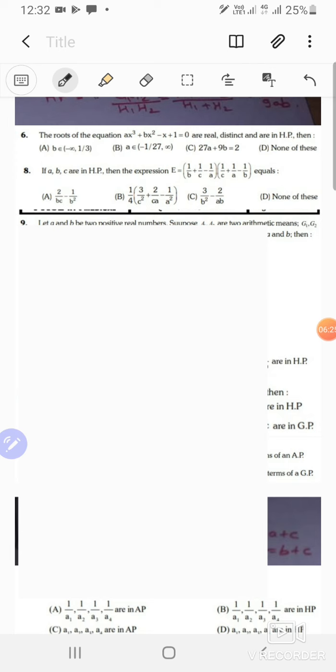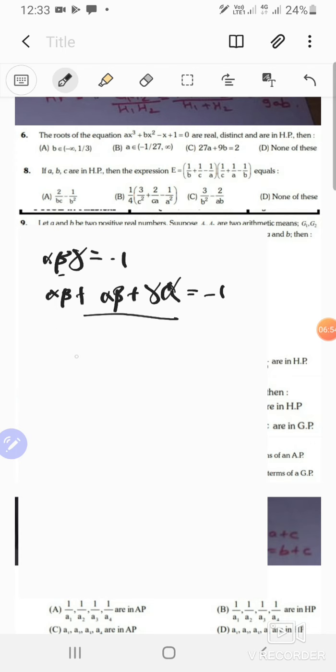Well, first of all, the important information is that the product of the roots is going to be -1. So alpha beta gamma is -1, and then alpha beta plus beta gamma plus gamma alpha is going to be -1 as well. So we can just divide it, right? I'm going to divide this equation by that equation. That will give me 1 by alpha plus 1 by beta plus 1 by gamma as 1.